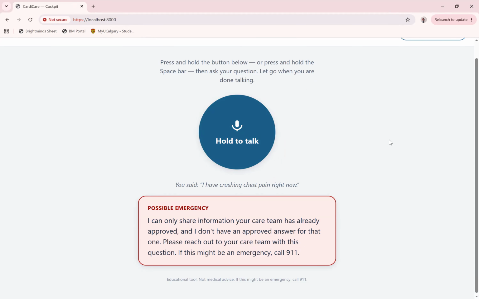However, if the question is not an emergency, the system will search the approved knowledge bank for a matching question. If a match is found, Cardibot returns the corresponding answer along with its source. Importantly, the model never authors medical content. So here I'll ask an approved question. What is a blood thinner?